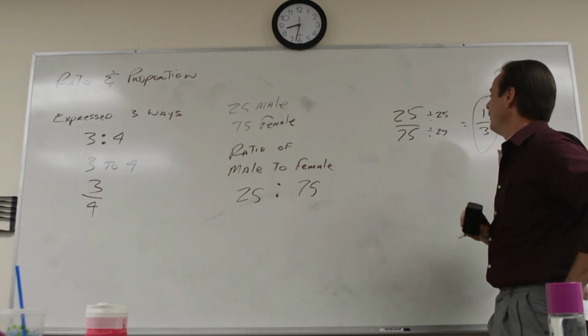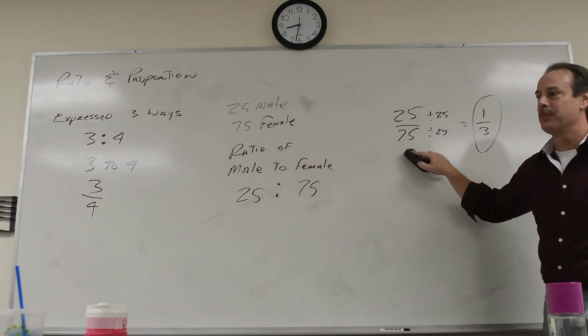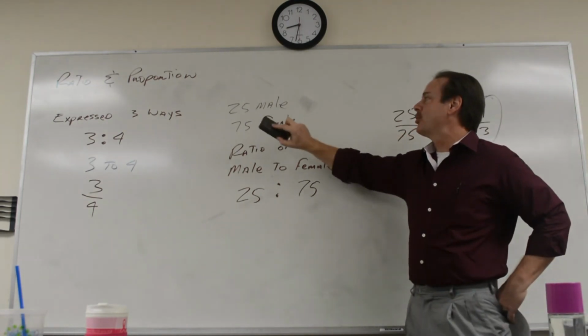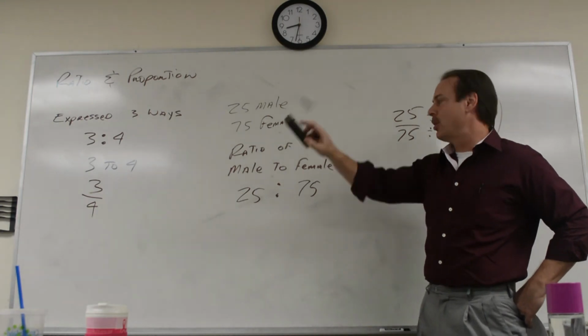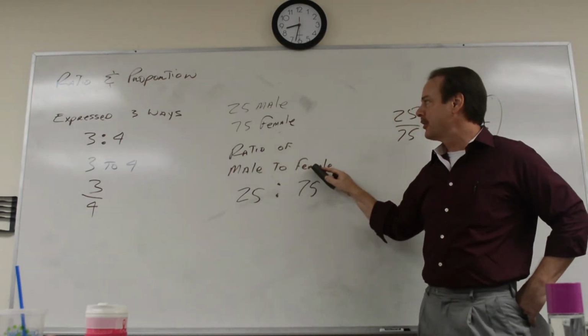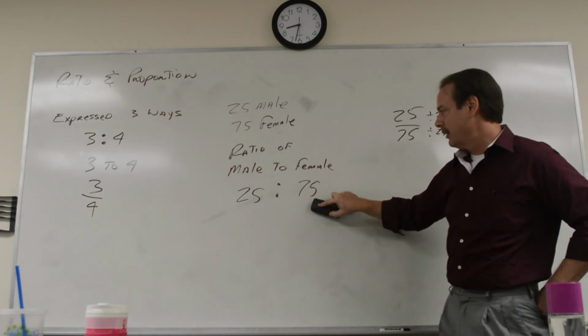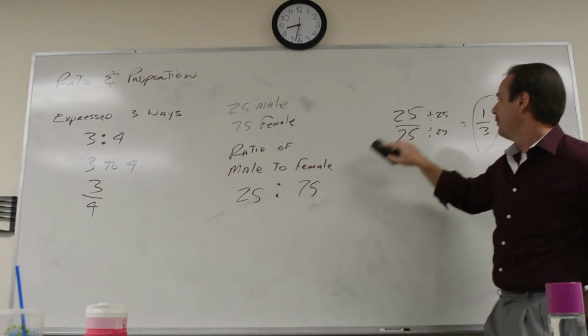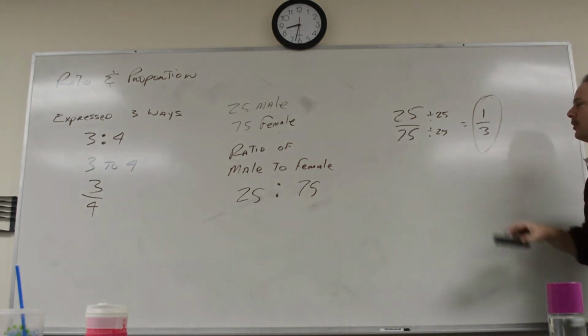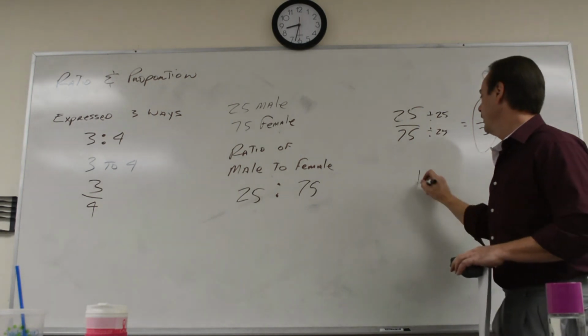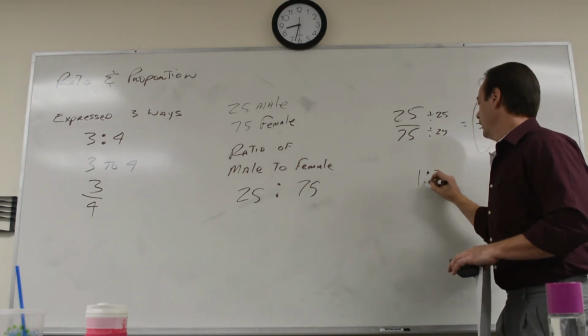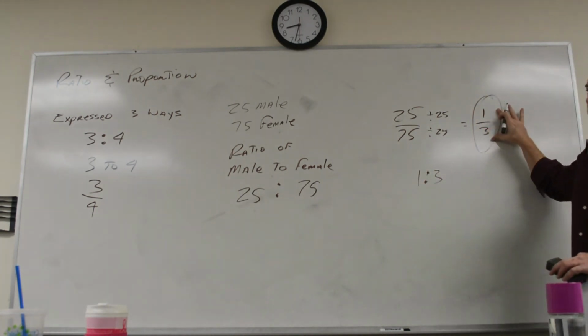All right, enough of the buffoonery. Everybody understand this? Here, they gave us 25 males, 75 females. They wanted to know the relationship from males to females. All I did was write down the number of males, number of females, put it in fraction form, reduce it to its simplest form, and then the ratio would be 1 to 3. Or we could leave it like this, either or. Okay.